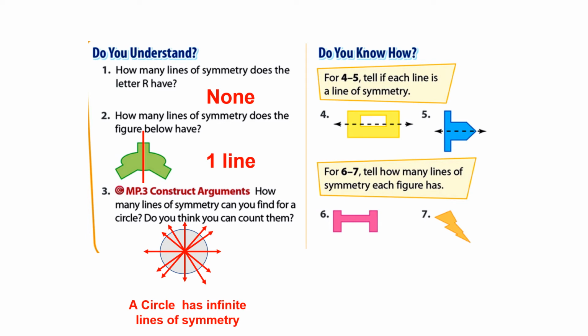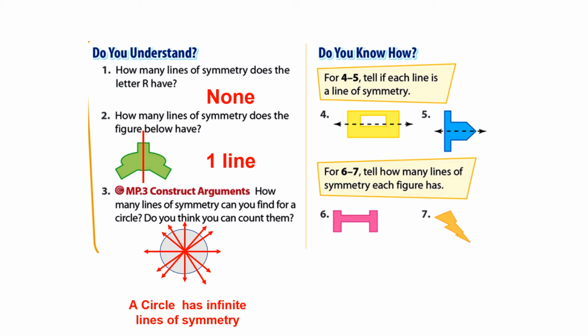Okay, do you think that you can count them? Of course, you cannot count all of them. Here I drew some lines of symmetry, not all of the lines of symmetry for the circle, guys. So we can draw lines of symmetry more than we can count. Of course we can't count all the lines of symmetry for the circle because the circle has infinite lines of symmetry.